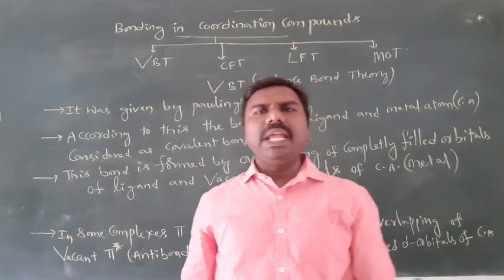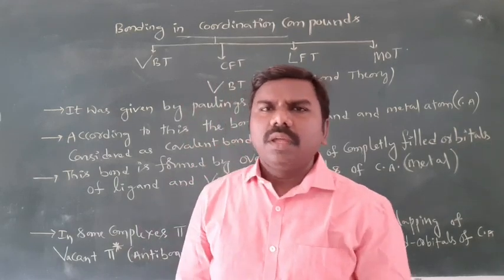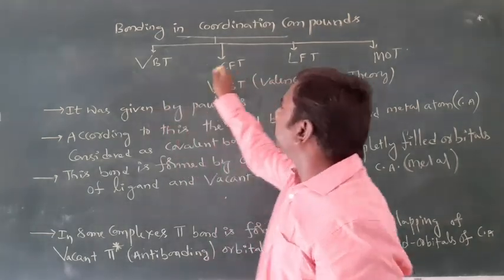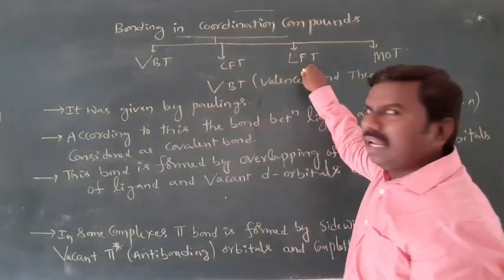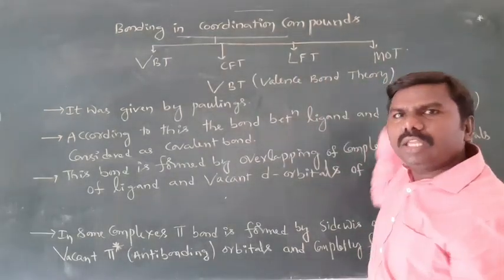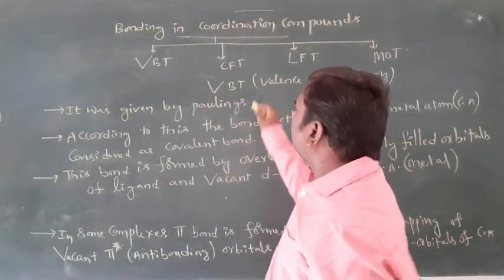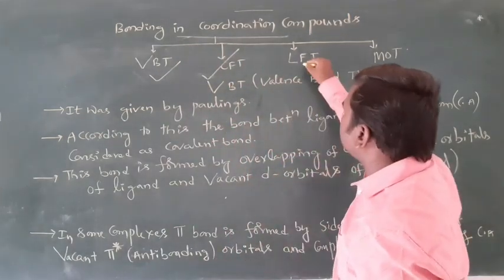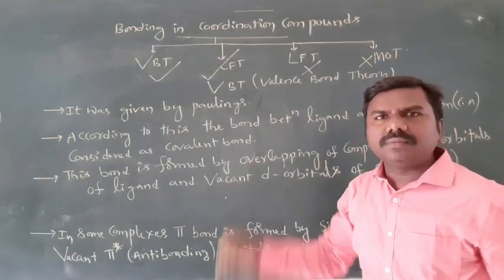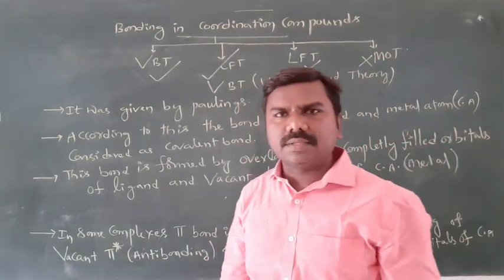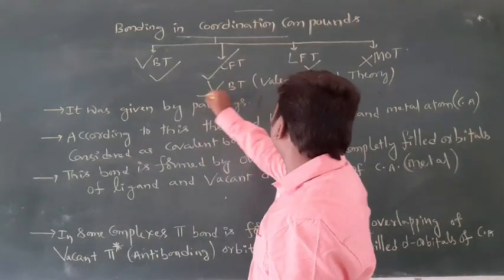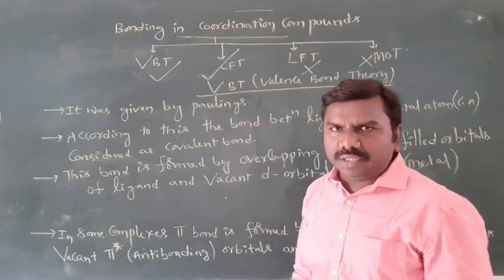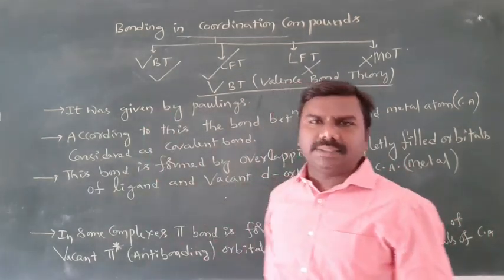Now, bonding in complex compounds. There are four theories. First one, valence bond theory, then crystal field theory, ligand field theory, and molecular orbital theory. These two theories are given in your PUC range, and these two are not given, so you can study them in your higher classes. Next, the first theory is valence bond theory, VBT. It was given by Pauling.